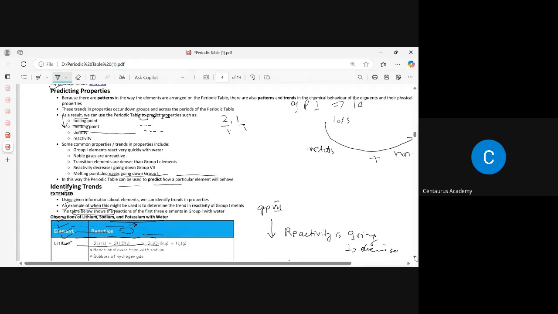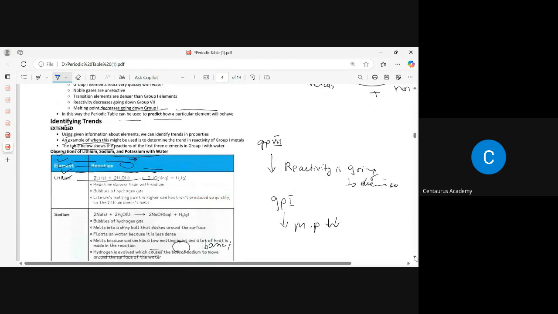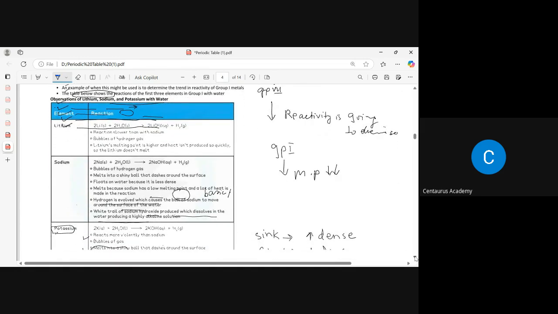Transition elements are always denser than group 1 or group 2 elements. Reactivity decreases as we go down group 7, and reactivity increases as we go down group 1. Melting point decreases as we go down group 1. Now, we identify these trends by looking into chemical experiments. For example, if you see that lithium reacts with water, I told you all metals are usually solids other than any exceptions.